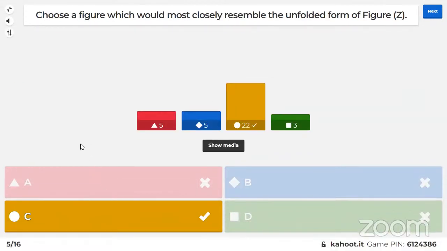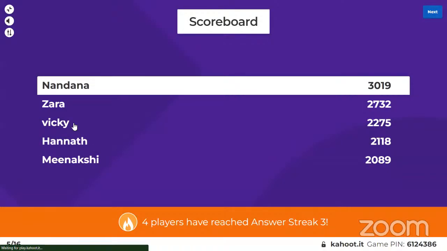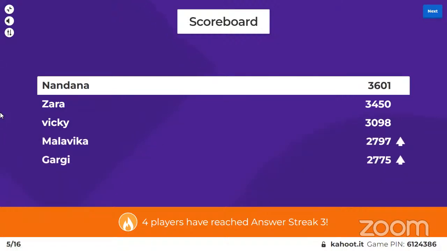All right, the figure which closely resembles the unfolded form of the main figure is C. Scoreboard: Nandana still on top with 3601 points. Second, we have Sara, 3450 points. Third, Vicky. Fourth, Malavika. And fifth, Gargi. So 4 players have an answer streak of 3 correct answers in a row. All right.